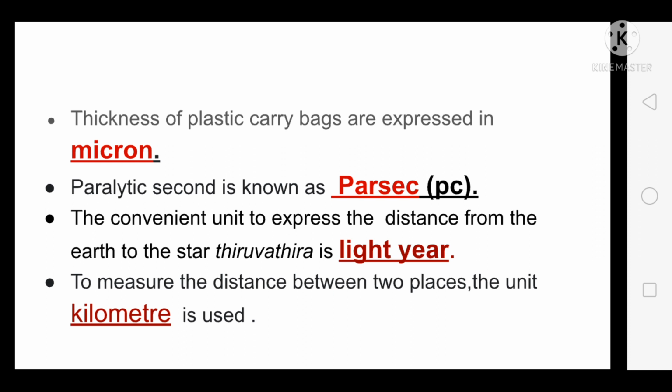There are other units of length also. For example, for measuring the distance from Earth to any star, we use light year. That is the convenient unit to express the distance from the Earth to a star. Parsec is another unit of length. 1 parsec is also known as 1 parallactic second.